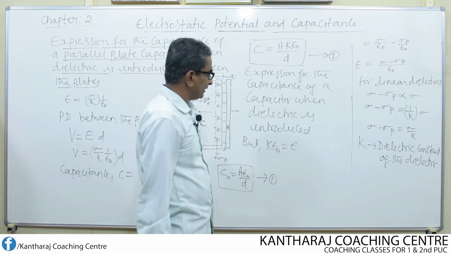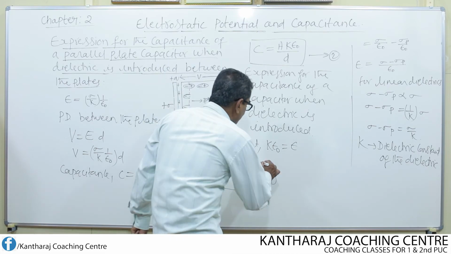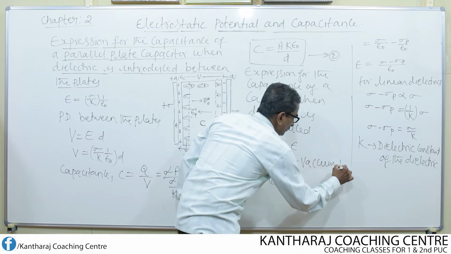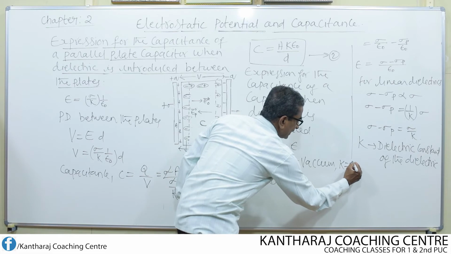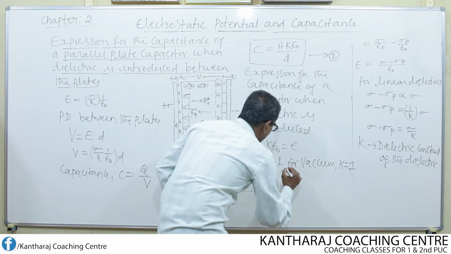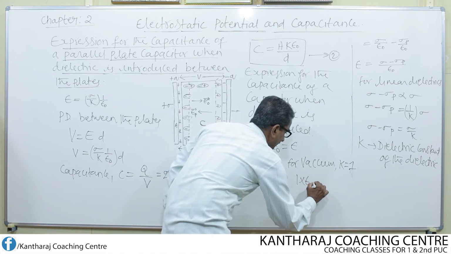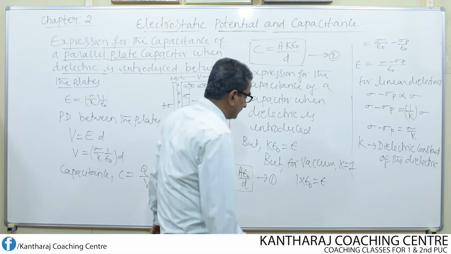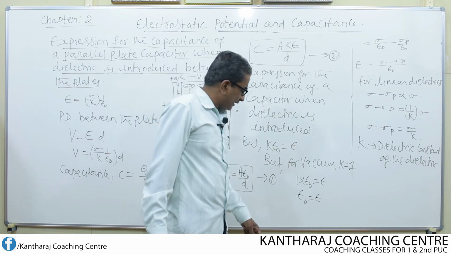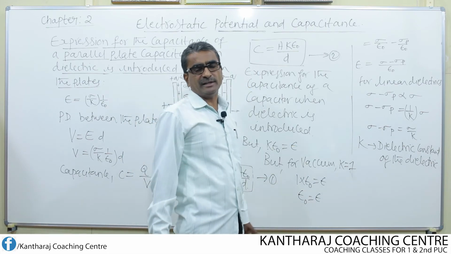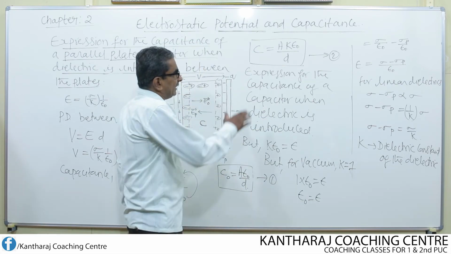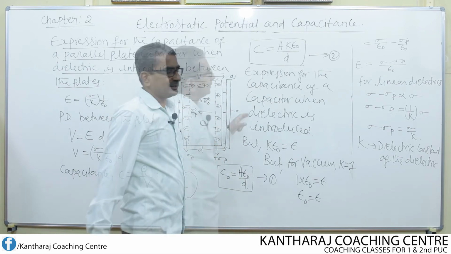Material means dielectric. But for vacuum, it is found that K equal to 1. So if that's the case, what happens to this equation? This equation becomes 1 into epsilon naught equal to epsilon. That means epsilon naught equal to epsilon. It can be shown for vacuum that epsilon naught equal to epsilon. Remember this. Okay, now let us divide equation 2 with equation 1.